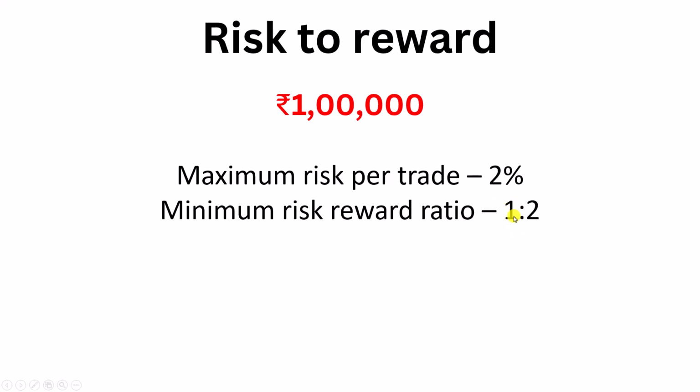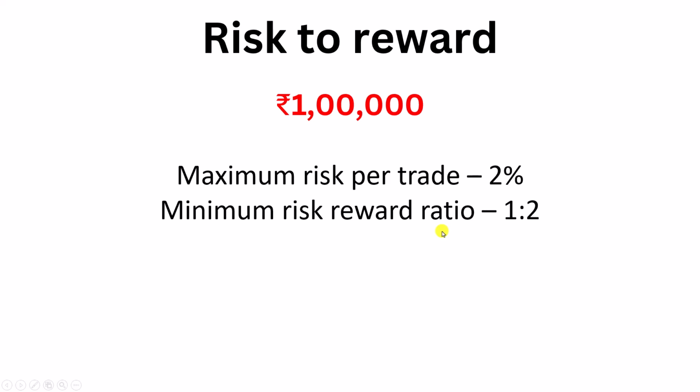meaning if you are ready to take a loss of 1 rupee, then you have to get a minimum of 2 rupees profit. If you are willing to take 5,000 rupees risk, then the minimum profit should be 10,000 rupees. So that is what risk to reward ratio means. Now how does this work? What is the use of it? I'll explain everything in this video.